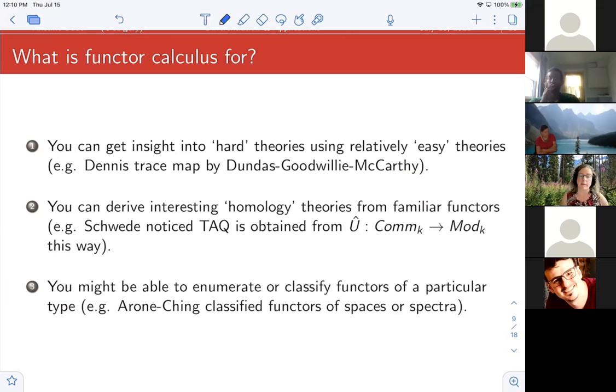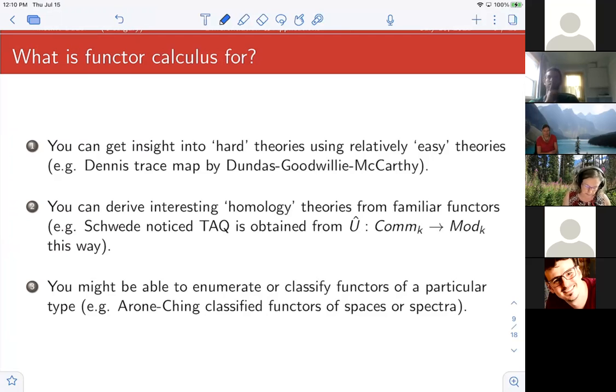You might be able to derive interesting new theories. Homology theories in particular are known to be linear, from familiar functors. So this has been done with some frequency to forgetful functors of various types. In particular, Schwede noticed that this is one way to describe topological André-Quillen homology. And finally, you might be able to enumerate or classify functors of a particular type, in particular, the polynomial functors. And this was done by Arone and Ching. So all of these are applications of what functor calculus can do for you.